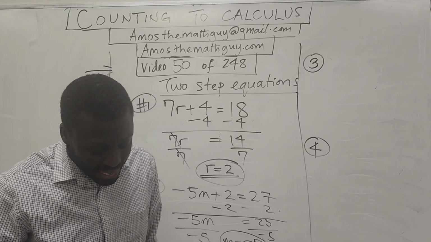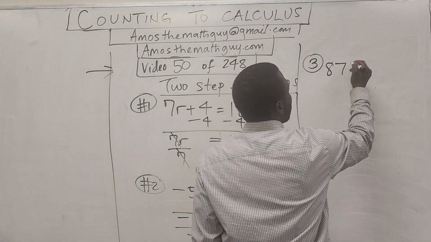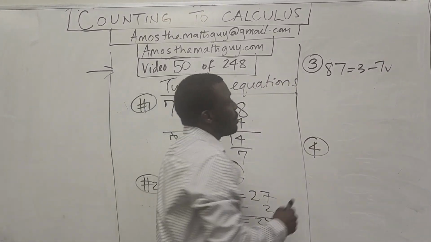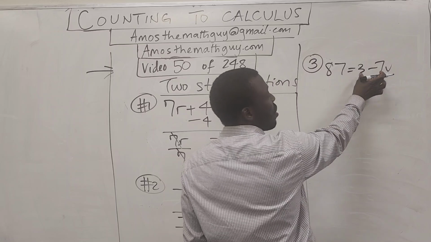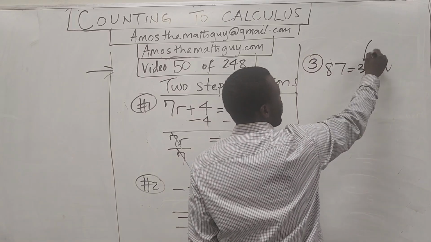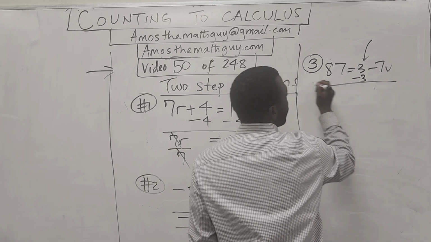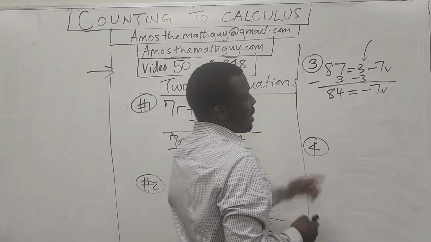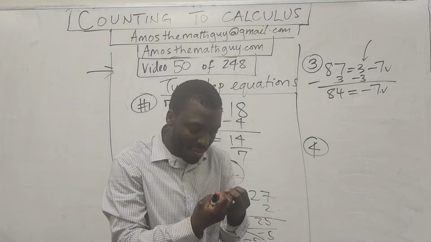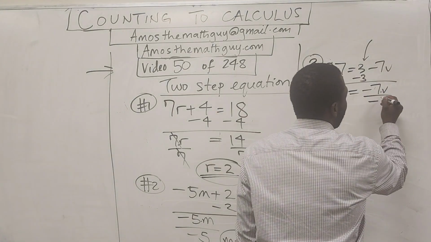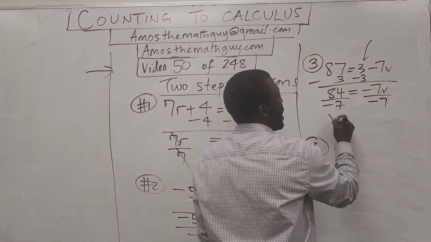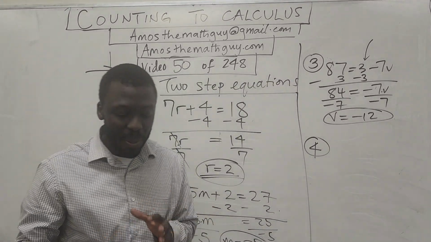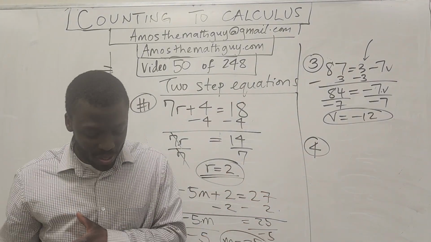Example 3, we have 87 is equal to 3 minus 7v. We have to ask ourselves, what is the number I need to get rid of first? And it's this, right? So we subtract 3 from both sides. So we get 84 is equal to negative 7v. This negative 7 and v, we need to get rid of the negative 7. So we divide both sides by negative 7. And then we get v is equal to negative 12. Okay, two-step equations. Generally, you're doing 2 steps to get to the destination.